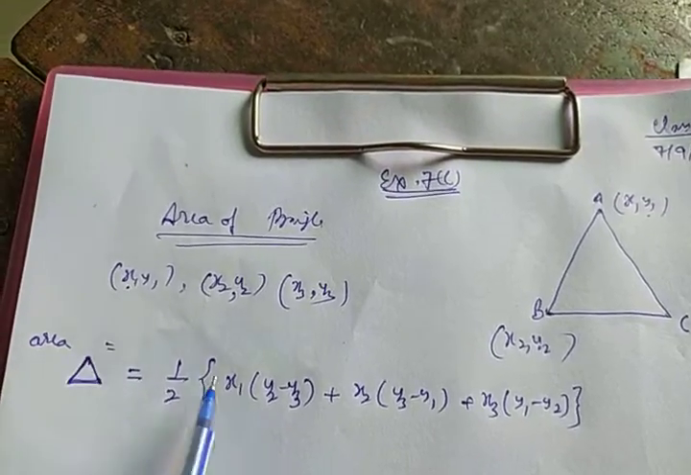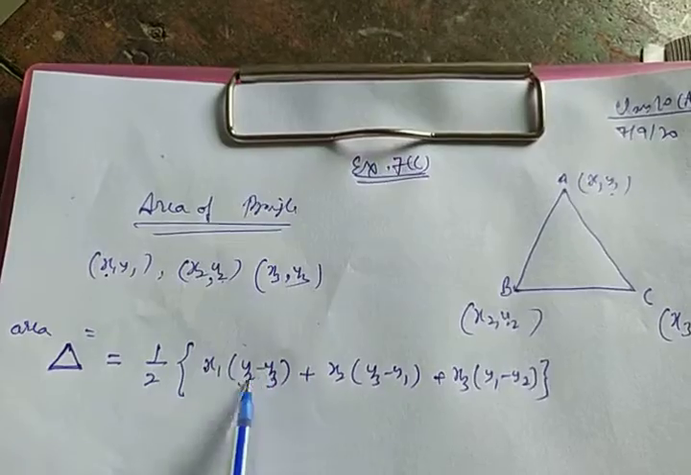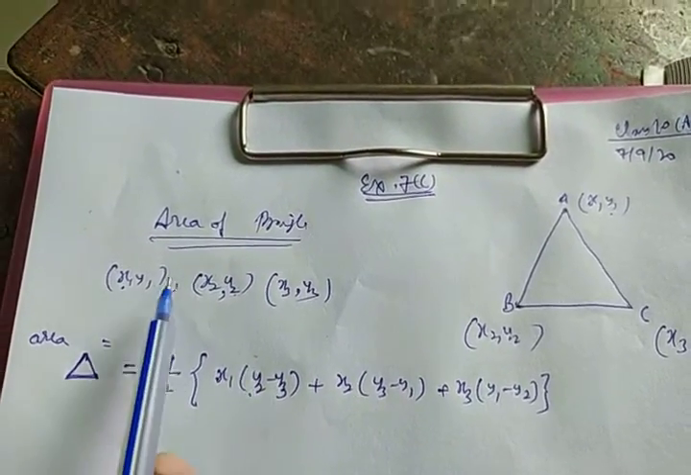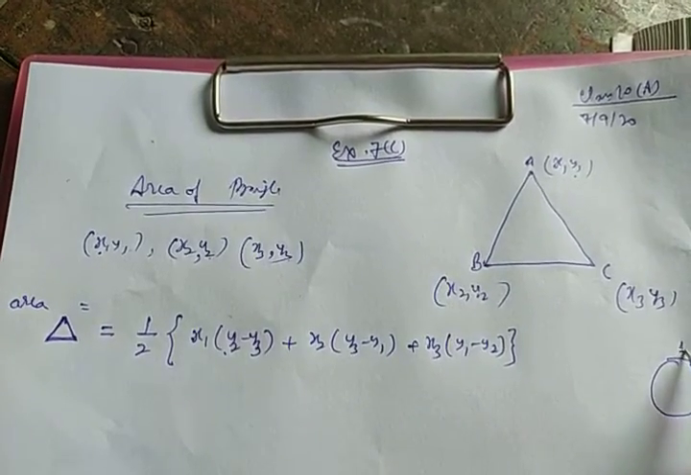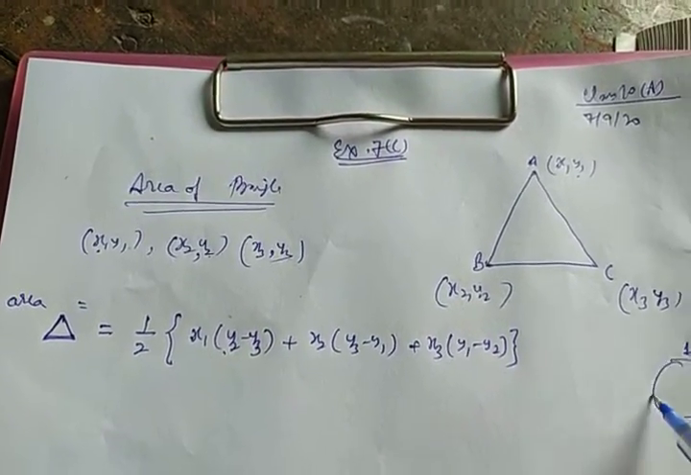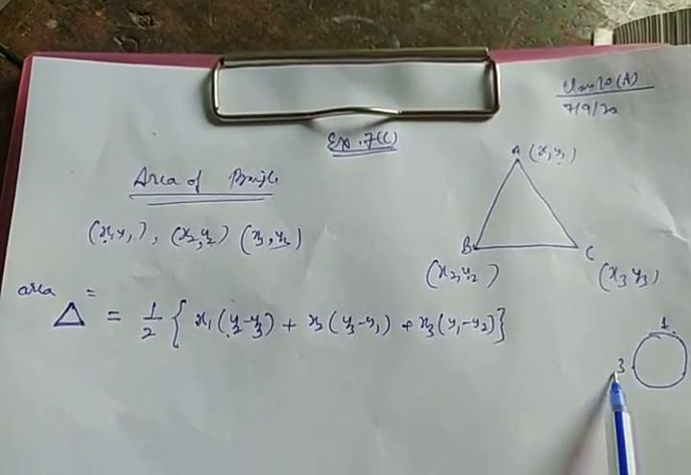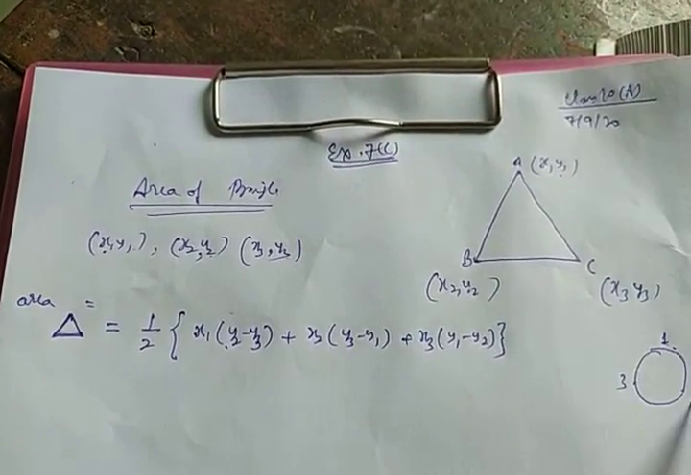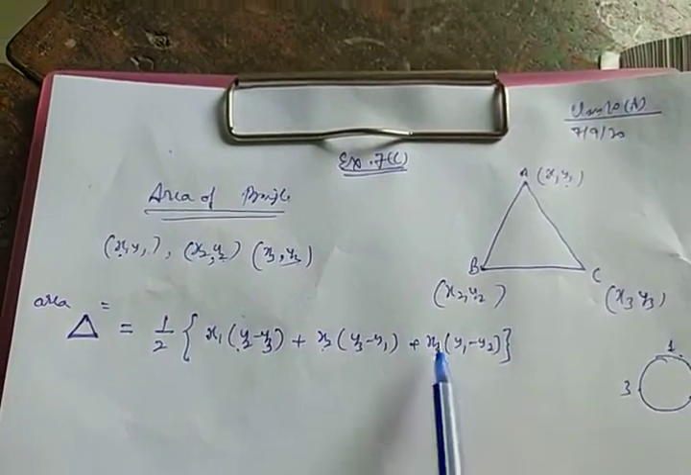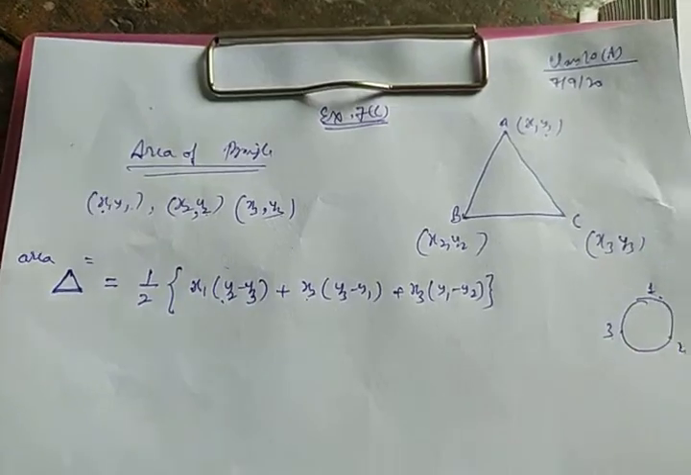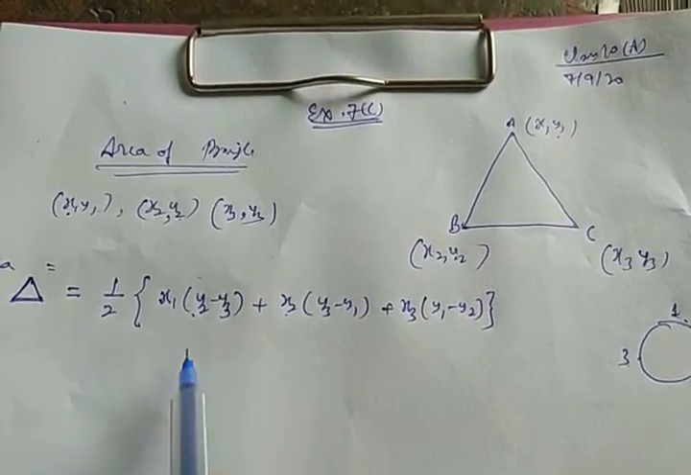When you are taking x1 outside the bracket, within the bracket y2 and y3 will be taken, the difference, meaning y2 minus y3. In cyclic order, first 1 will come, then 2, then 3. If outside is 1, inside it is 2 minus 3. When outside is 2, x2, inside it would be 3 minus 1. When outside is 3, it would be 1 minus 2. In this cyclic order pattern you can consider or learn the formula.